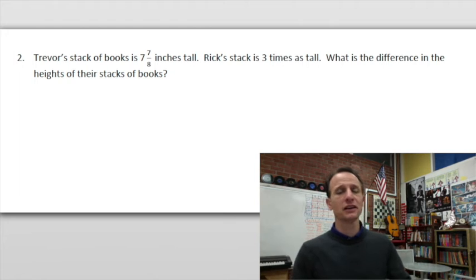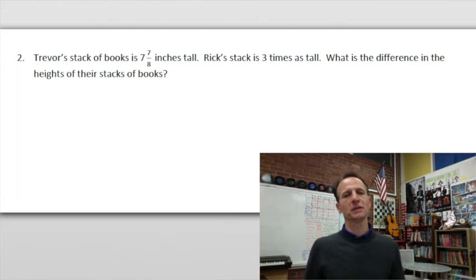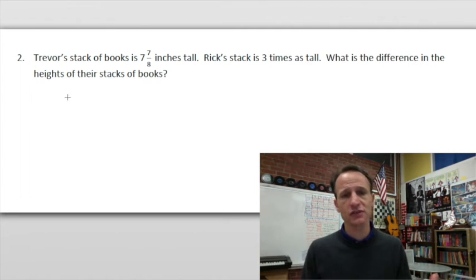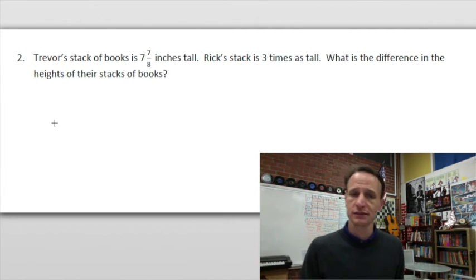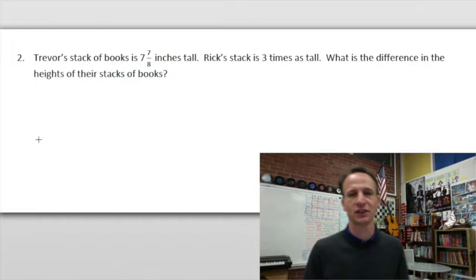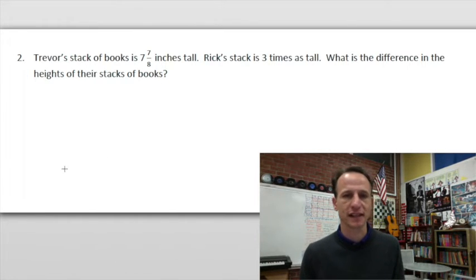And here in our long parade of Eureka Math word problem characters, we add Trevor and Rick, who have stacks of books. Trevor's stack of books is 7 7/8 inches tall. Rick's stack, correct, is 3 times as tall. What is the difference in the heights of the stacks of their books?